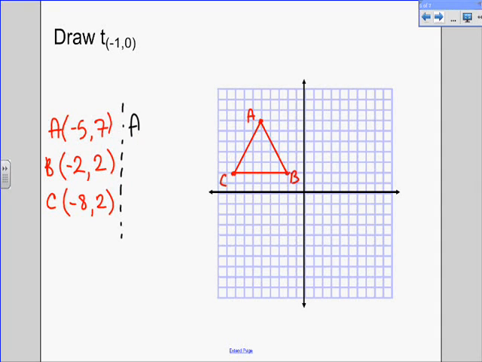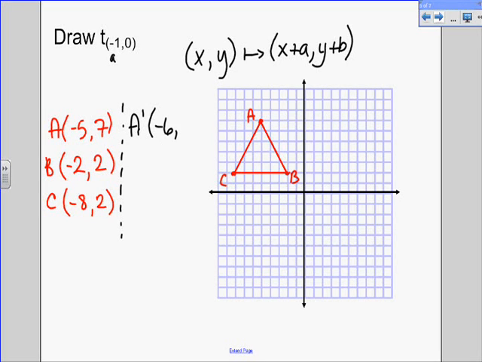So I have A prime. And what I'm going to do is follow that rule that if I have X and Y, I have X plus A as my new X value and Y plus B as my new Y value. So my X is negative 5 plus a negative 1 because that's my value of A. That gives me a negative 6. I have my value of B as 0. So 7 plus 0 is still just 7.